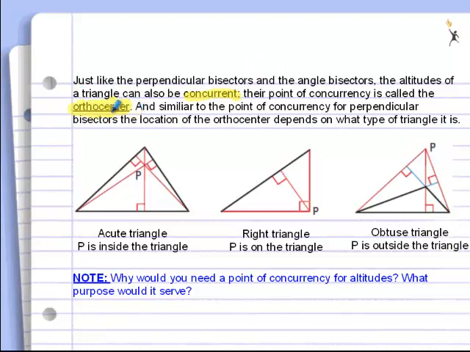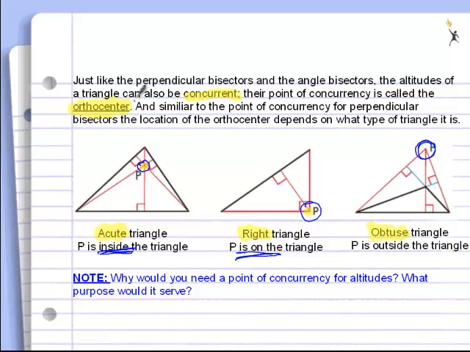A lot of weird words for these points of concurrency. We just had the centroid with the medians. Now we have the orthocenter. And similar to the point of concurrency for perpendicular bisectors, the location of the orthocenter depends on what type of triangle it is. For example, in an acute triangle, the point of concurrency, the orthocenter, is inside the triangle. If you have a right triangle, it's on the triangle. The orthocenter is on the triangle. And in an obtuse triangle, the orthocenter is outside the triangle.